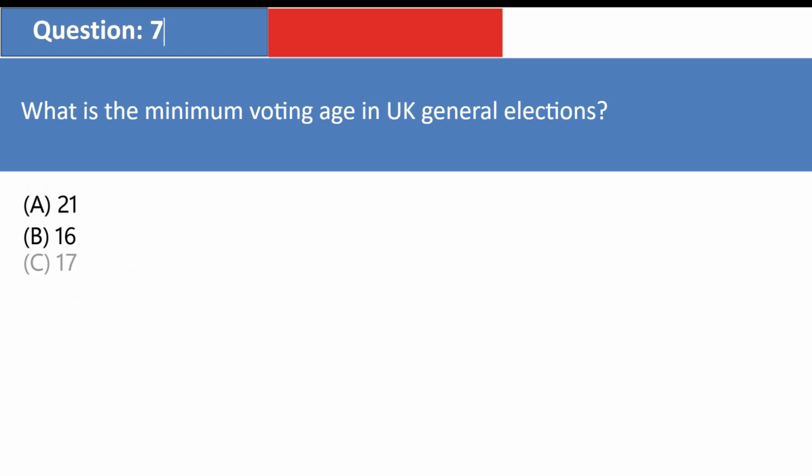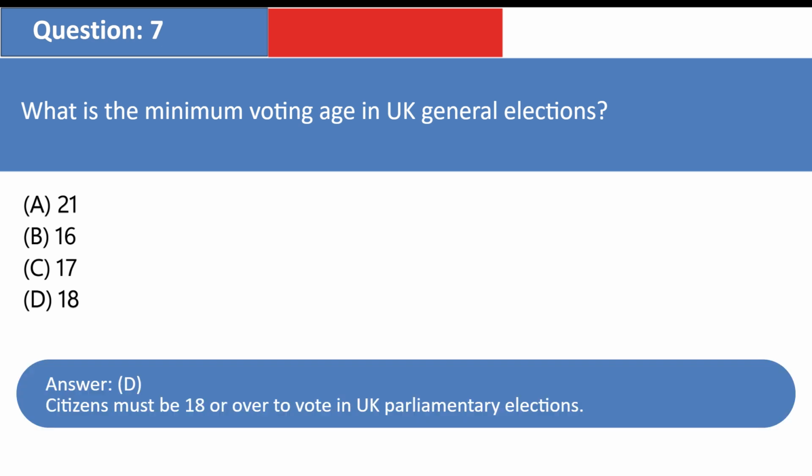What is the minimum voting age in UK general elections? A. 21. B. 16. C. 17. D. 18. Answer: D. Citizens must be 18 or over to vote in UK parliamentary elections.